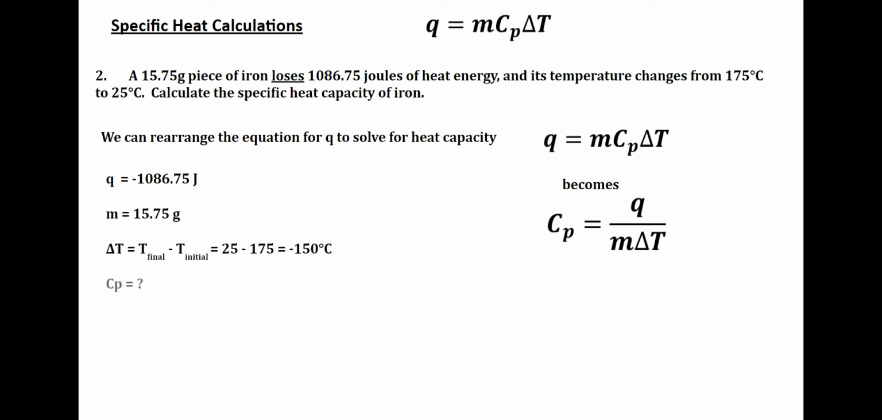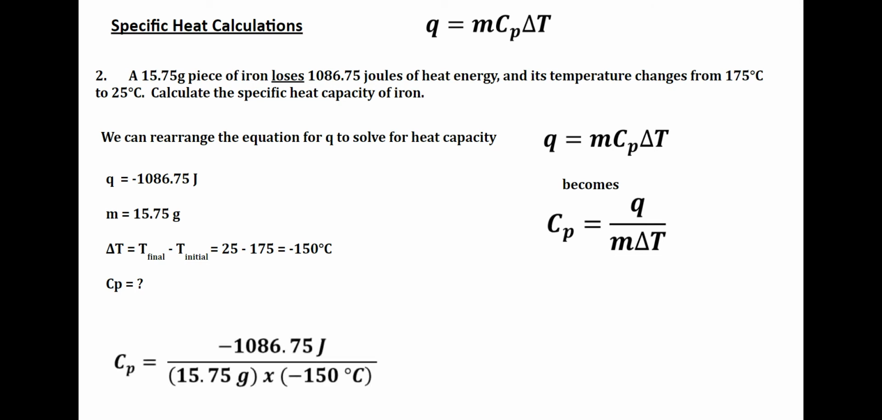All we need to do now is figure out what is Cp. Well, when we plug those values into our new equation, we get Cp is equal to negative 1,086.75 joules divided by 15.75 grams divided by negative 150 degrees Celsius, and that gives us 0.460 joules per gram per degree Celsius. That is the heat capacity of iron. Let's try another problem.